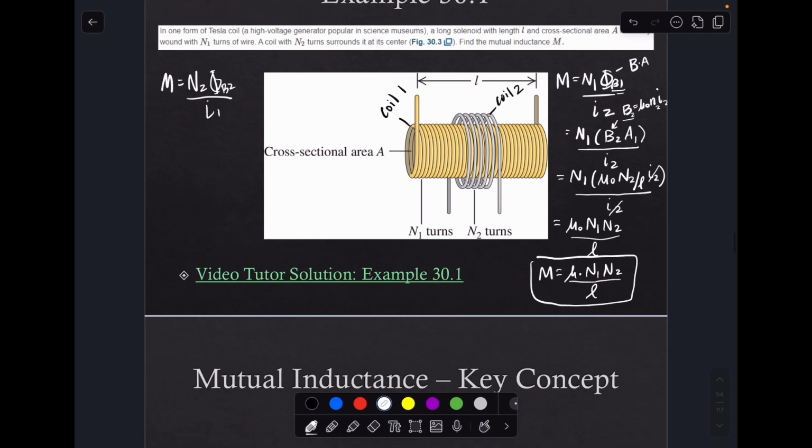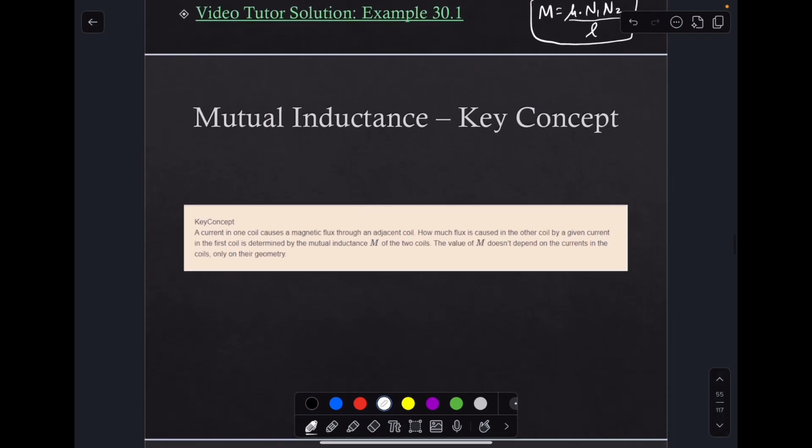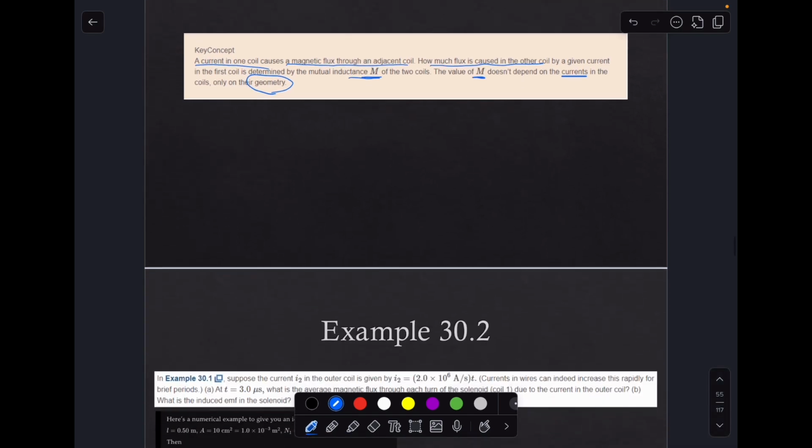Okay, so let's read these sentences to fully solidify the idea of mutual inductance. So you have a current flowing through one coil. That current causes a magnetic flux through another coil. How much flux is caused in that other coil by the current is determined by M of the two coils. M doesn't depend on the currents, only the geometry. Okay? That's mutual inductance.